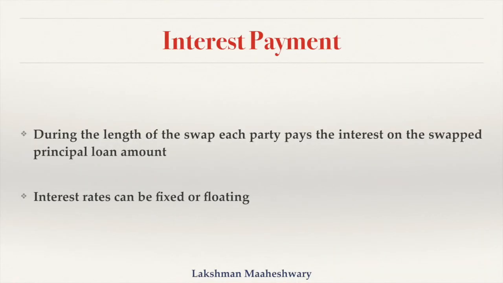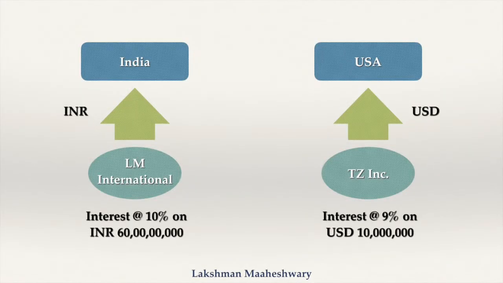So what happens to the interest payment? During the length of the swap, each party pays the interest on the swapped principal loan amount. The interest rates can be fixed or floating. So in this case, LM International pays interest at 10% on 60 crore rupees, whereas TZINC pays 9% interest on 10 million US dollars.